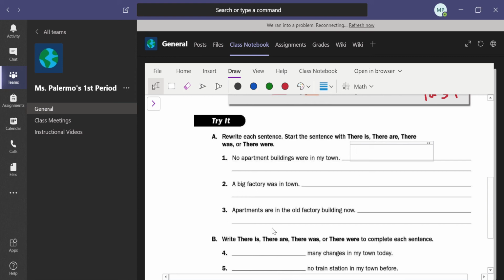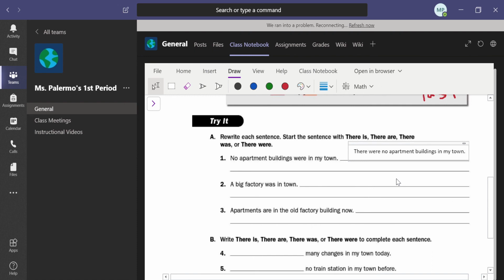All right. No apartment buildings were in my town. Well, I see that apartment buildings has an S, so it's plural. So I know I'm going to use are or were. But now, which one do I use? Which tense? Well, I see that were is already in the sentence, so it's past tense. I'm going to put there were. So I'm going to write this sentence as there were no apartment buildings in my town, period.